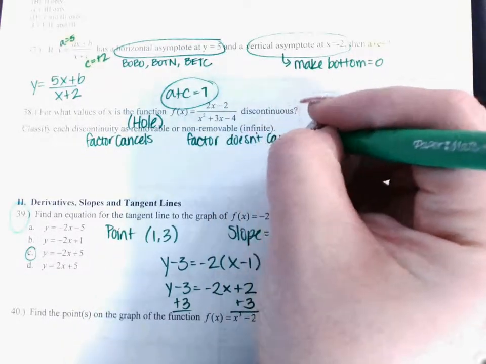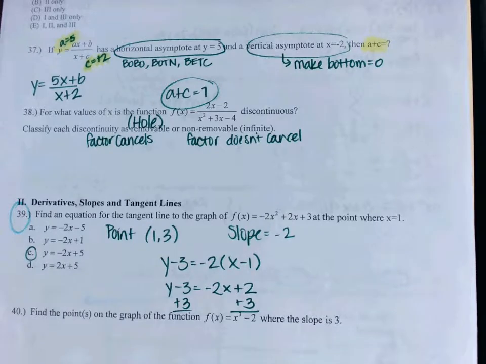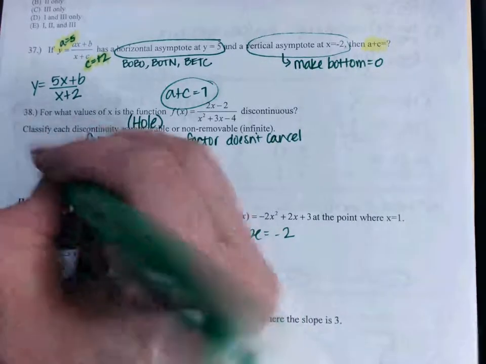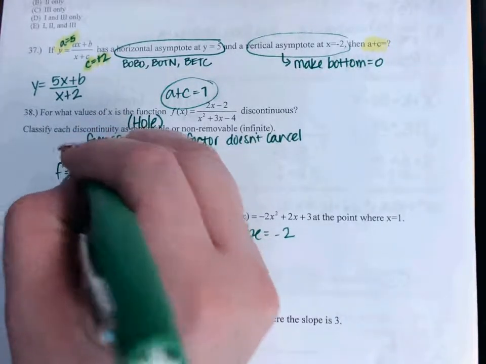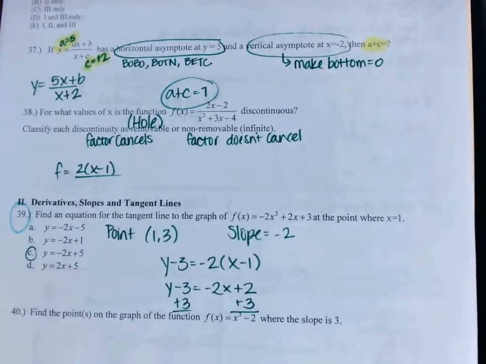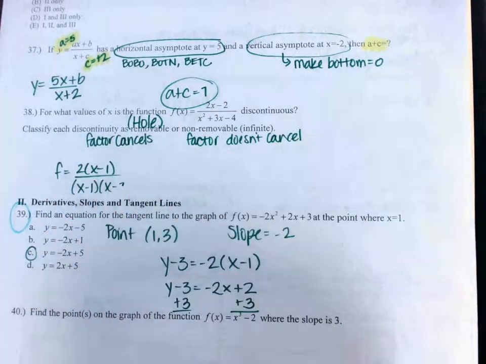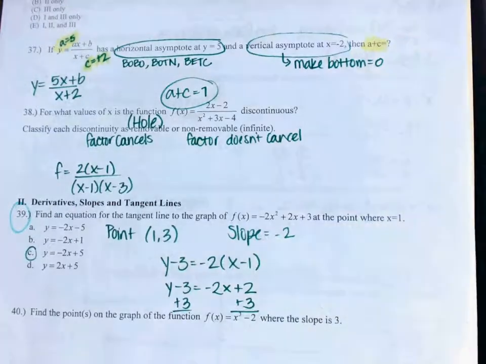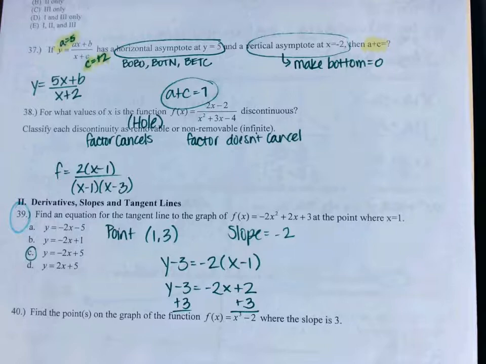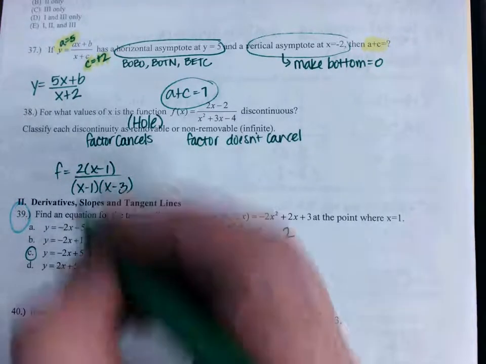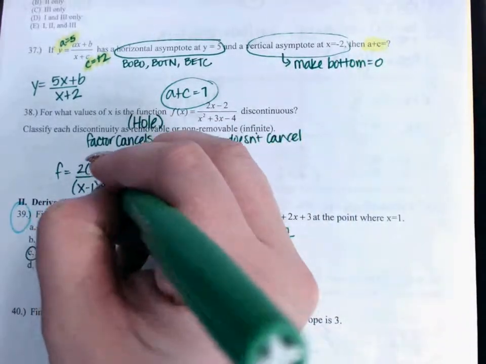And then for a non-removable, the factor doesn't cancel. Okay, so y'all, this was on your very first test that we took. So factor the top. What can I take out of 2x minus 2? So f would be 2 times x minus 1. On the bottom, how can I factor x squared plus 3x minus 4? X minus 1, x minus 3. Good. Oh wait, hold on. No, it can't be that, because they have to multiply to -4, yeah? So it'd be plus 4 here.